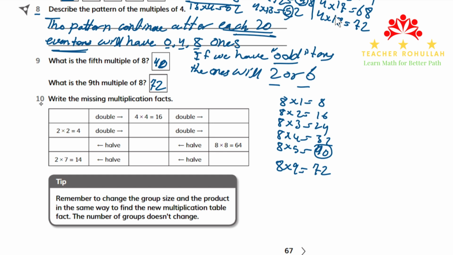In question number 10, it says, write the missing multiplication facts. Now here, we have a tip given for us. It says, remember to change the group size in the product in the same way to find the new multiplication table fact. The number of groups doesn't change. Let me scroll a bit down.